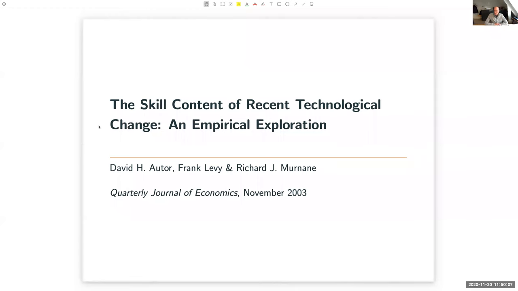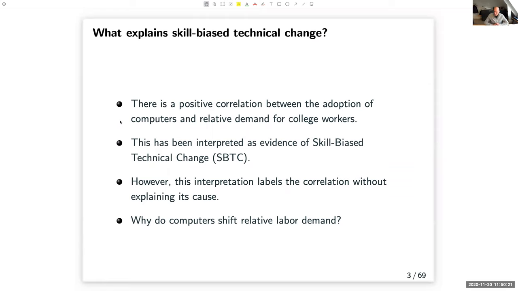The paper is "The Skill Content of Recent Technological Change: An Empirical Exploration" by David Autor, Frank Levy, and Richard Murnane, published in the QJE in November 2003. The starting point of this paper is the positive correlation between the adoption of computers and the relative demand for college workers, skilled workers.